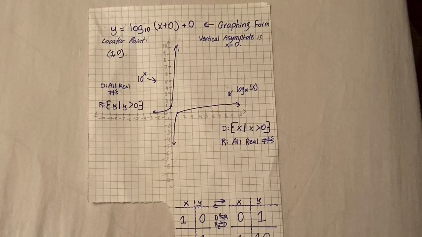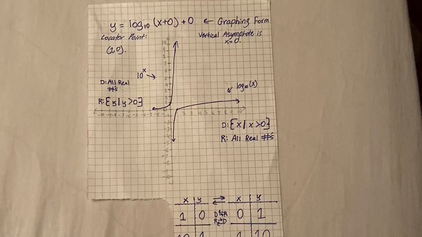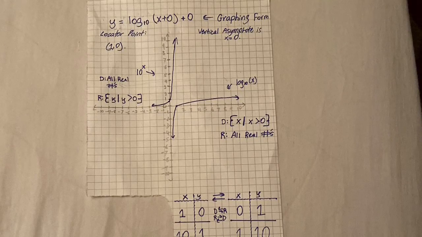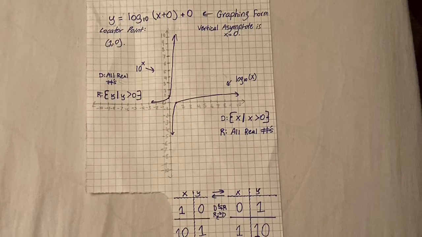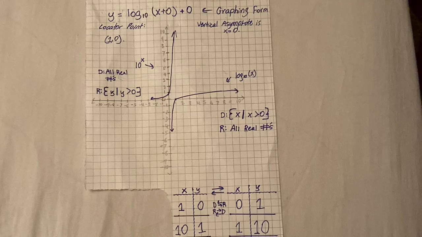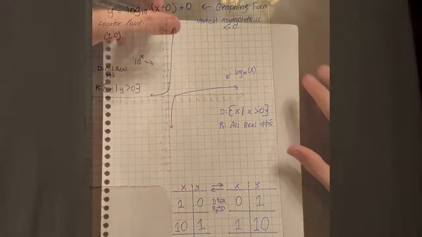So now our domain went from any number greater than x, because that's our vertical asymptote, to our range, any number greater than y. These are horizontal asymptotes.